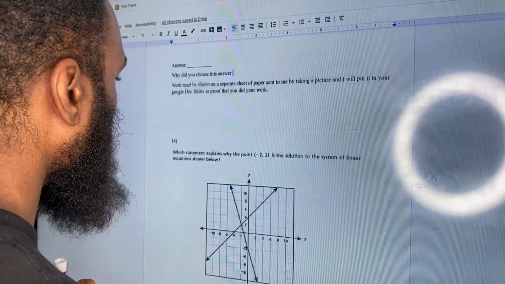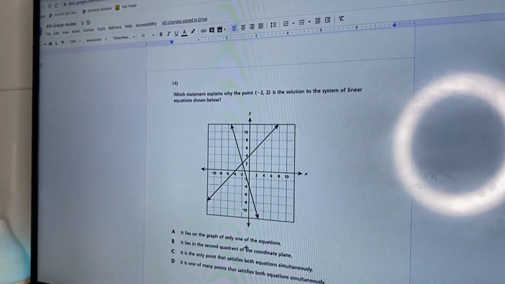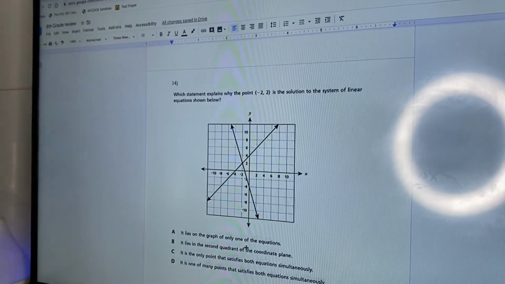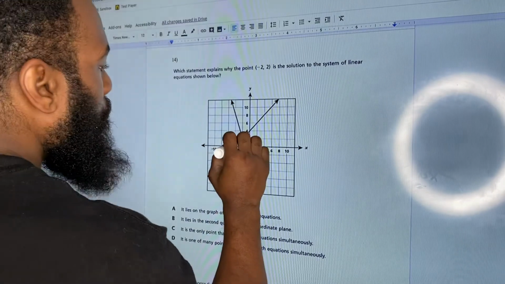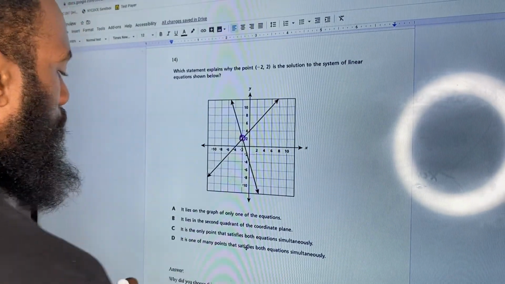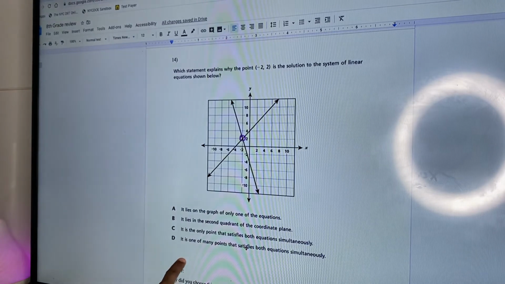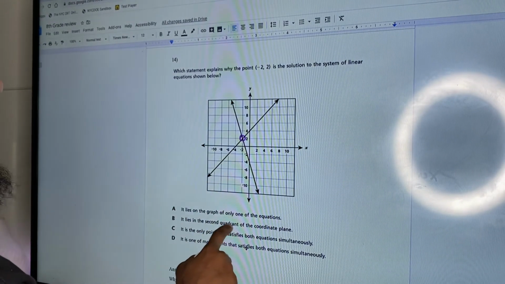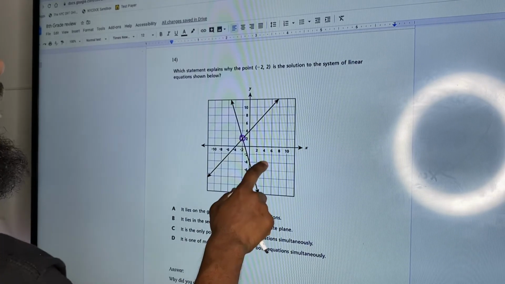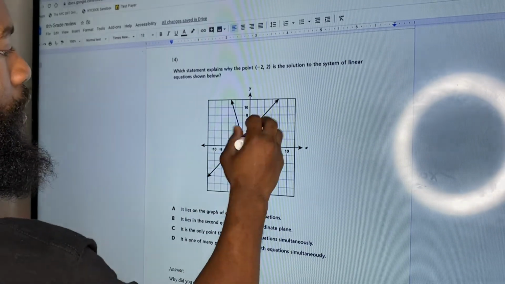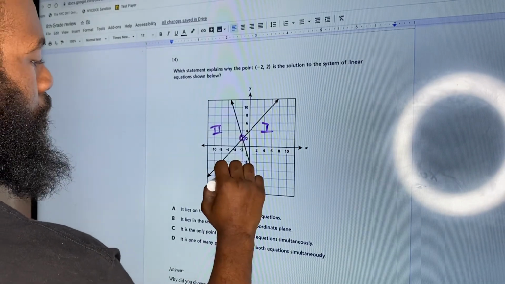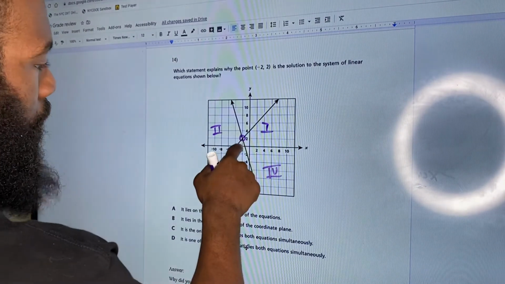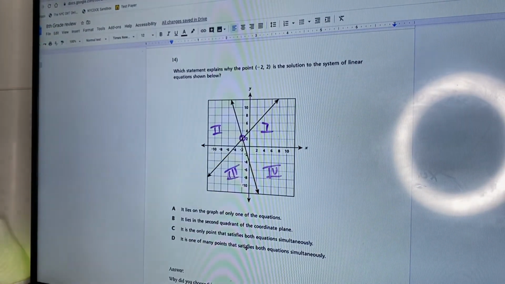Again, down here, right? Which statement explains why the point -2 is the solution of system equations below? Here, right? Because they meet at -2, +2. So, looking at these choices, it lies in the graph only on one of the equations. That's not true. It lies in the second quadrant of the coordinate plane. Quadrant 1, quadrant 2, quadrant 3, quadrant 4. These are the quadrants. That's not necessarily true. It is in the second quadrant, but that's not why it's a solution of system of equations.